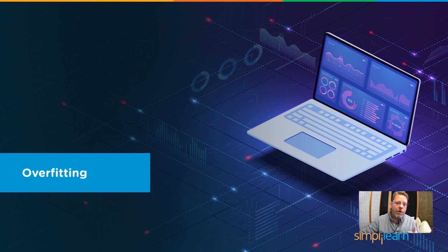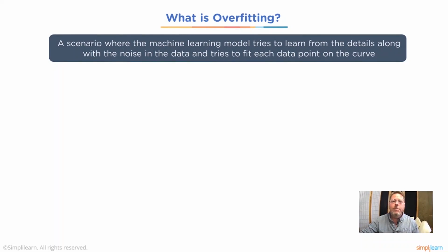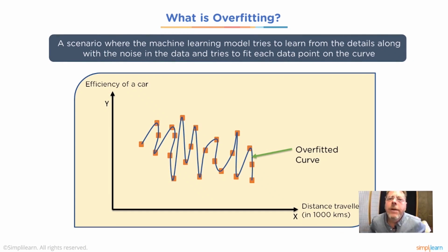So let's go ahead and talk about overfitting. When we talk about overfitting, it's a scenario where the machine learning model tries to learn from the details along with the noise, and the data tries to fit each data point on the curve. You can see that if you plug in your coordinates, you're just going to get whatever is fitted to every point on the data stream. There's no average.